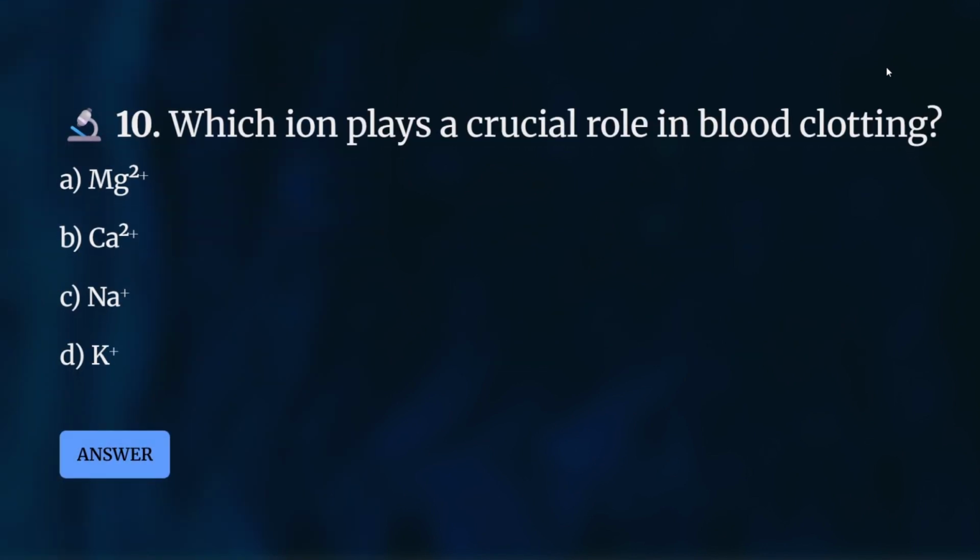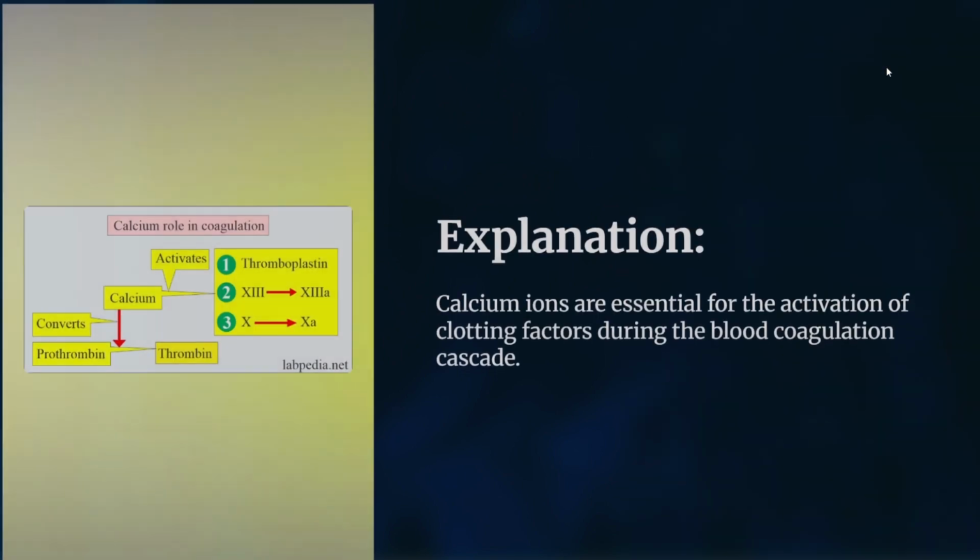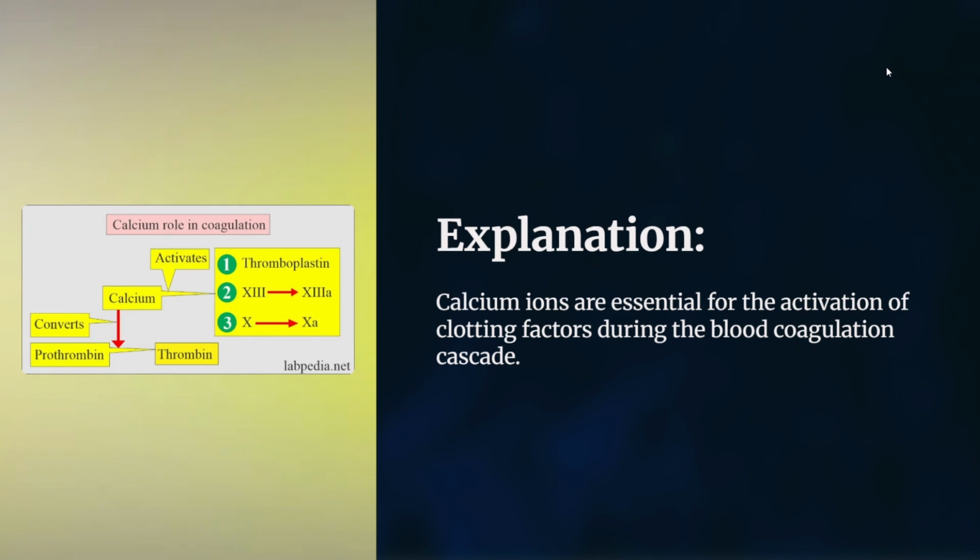Question number 10. Which ion plays a crucial role in blood clotting? Options are A. Magnesium ions, B. Calcium ions, C. Sodium ions, or D. Potassium ions? And the correct answer is option B, calcium ions. Calcium ions are essential for the activation of clotting factors during the blood coagulation cascade.